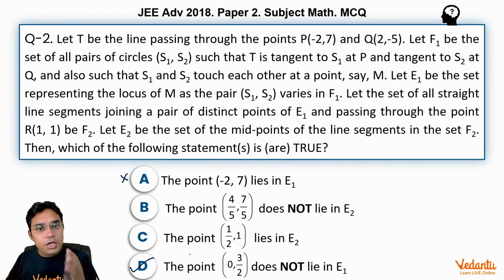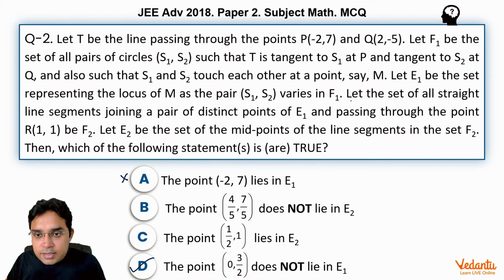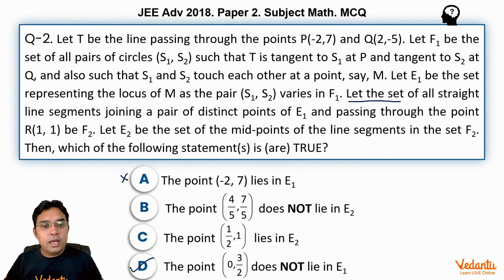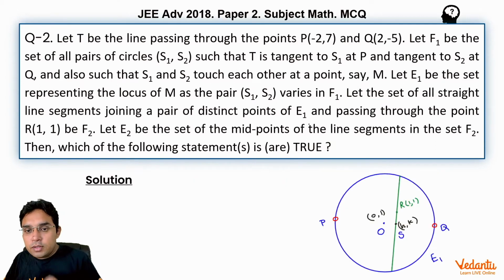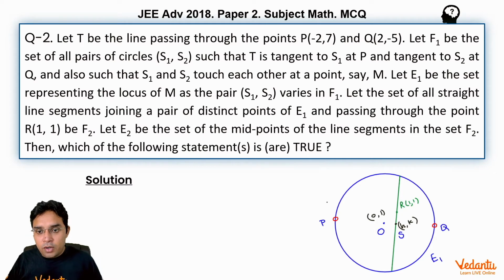Now coming to E2. To understand E2, the information starts from here. Let the set of all straight line segments joining a pair of distinct points of E1. So the diagram of E1 we can draw like this because it's a circle having center at O, which is (0, 1), but excluding P and Q.